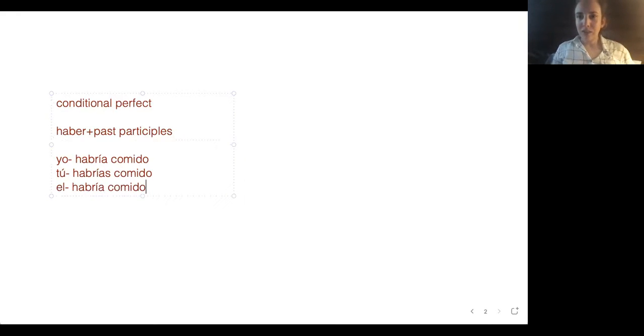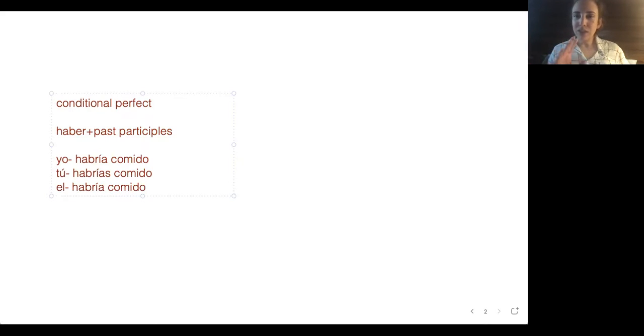Usually we use this when it's something I would have done, but I didn't. Okay, so, for example, if your friend tells you, I ate 10 tacos, right? I would say, yo habría comido cinco. I would have eaten five, but I didn't.